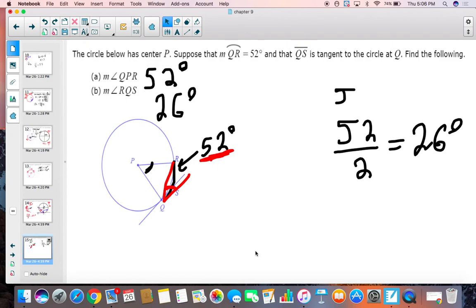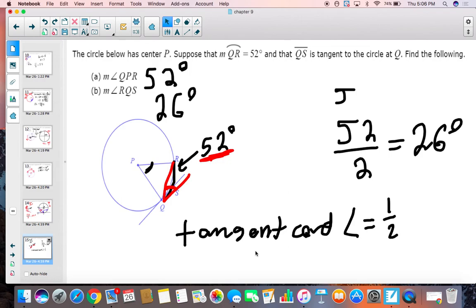So once again, a formula, and you might want to write this down. The tangent chord angle, or the angle of the tangent and the chord, is equal to half of the intercepted arc, or the arc that it kind of crosses there.